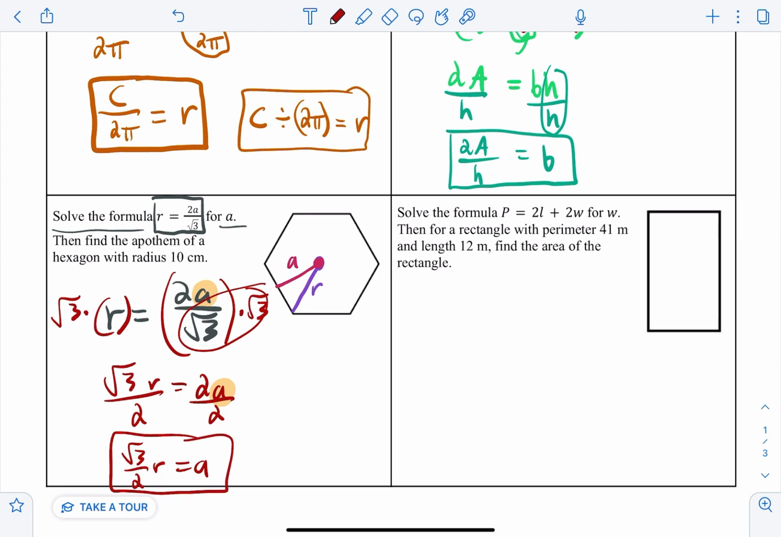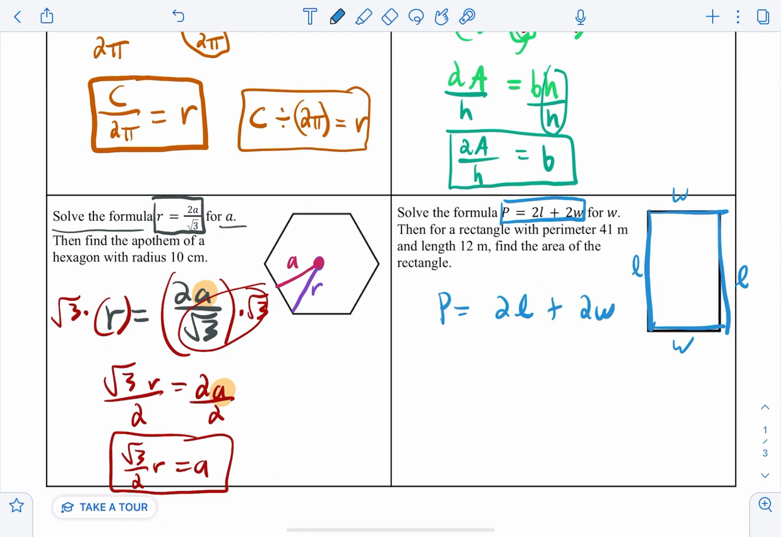And then moving over to the rectangle, we're asked to solve the formula for the perimeter of a rectangle, which of course is adding 2 of the lengths of the rectangle together with 2 of the widths of the rectangle, P = 2L + 2w. We're asked to solve this for w. So writing this formula out.